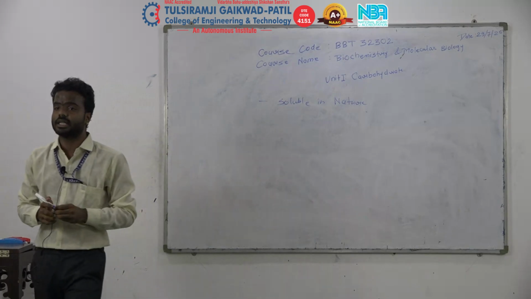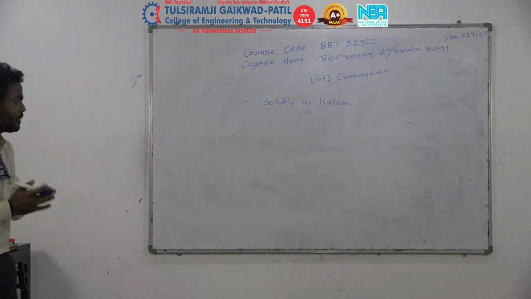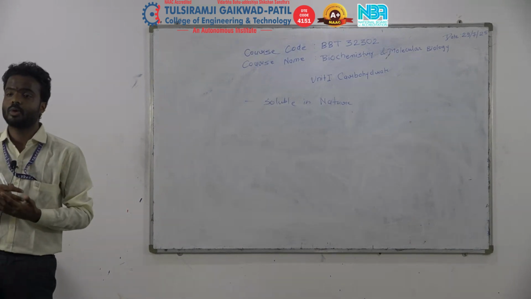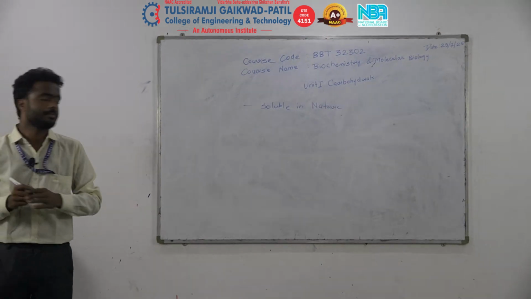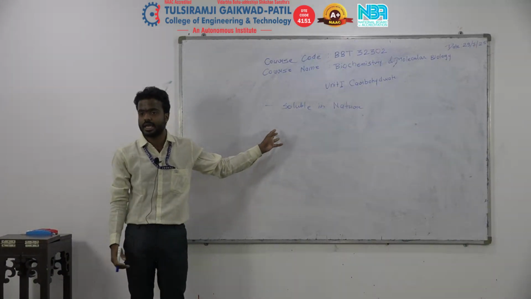Monosaccharides and disaccharides are the two forms of carbohydrates which are soluble, but polysaccharides are not soluble in water. Then afterwards, all the carbohydrates are optically active.